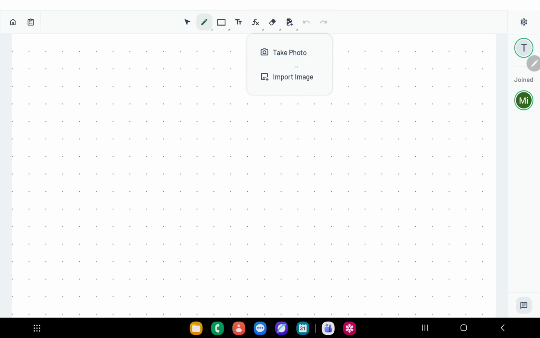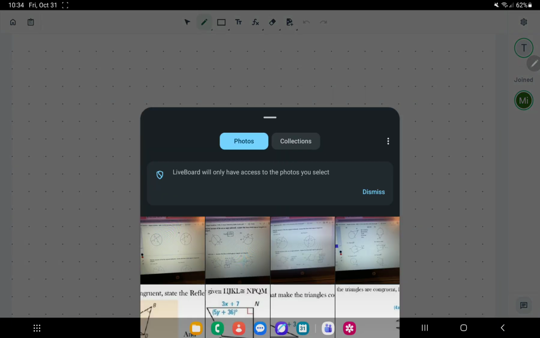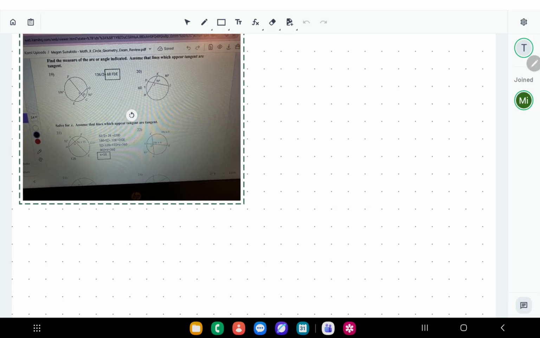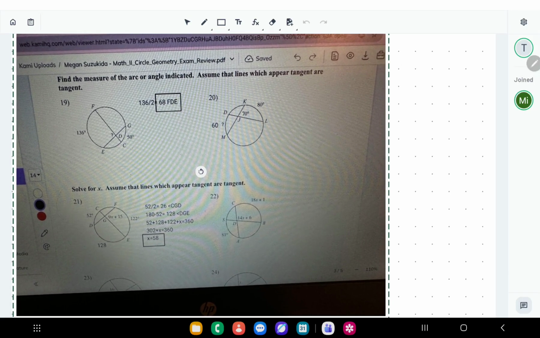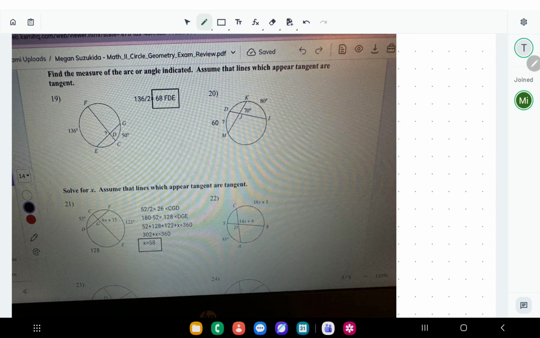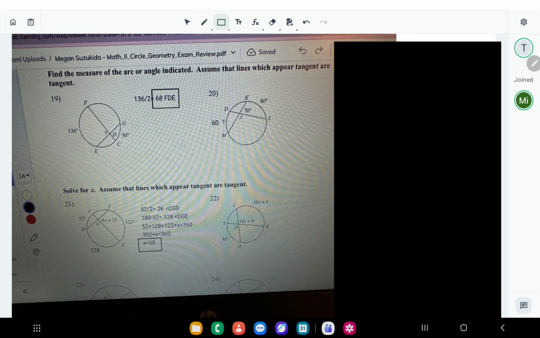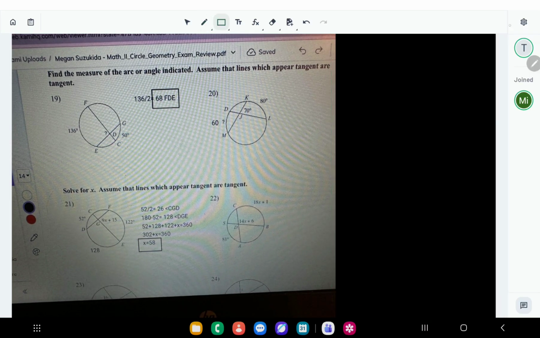Okay, let me upload number 19. 19. This one. Can you see it? All right, let's start with number 19.